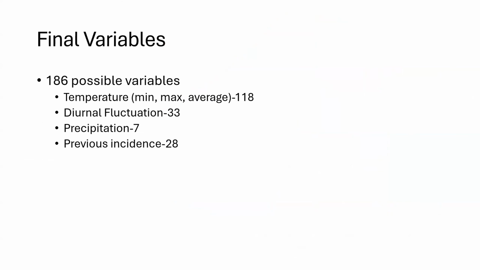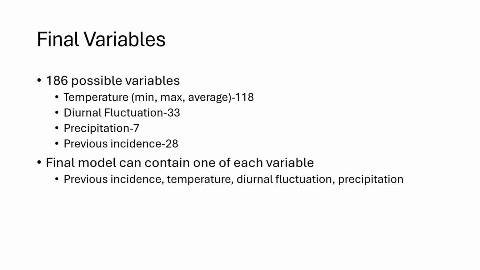So using all this criteria, we brought down our final variables to 186 possible variables. This included temperature, 118 variables in there, min, max, and average, diurnal fluctuation, precipitation, and previous incidents. And so our final model can contain one of each of these variables. So the previous incidence, one temperature variable of either the min, the max, or the average, as these are collinear so we cannot include them in the same model, a diurnal fluctuation, and a precipitation variable.